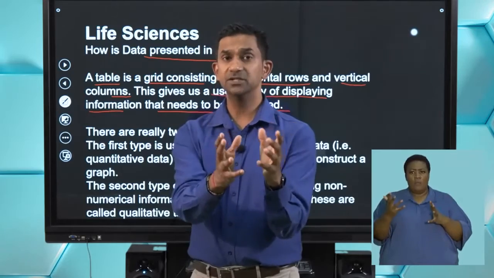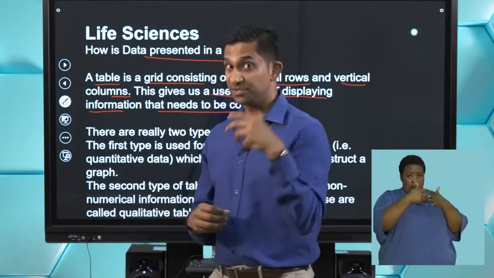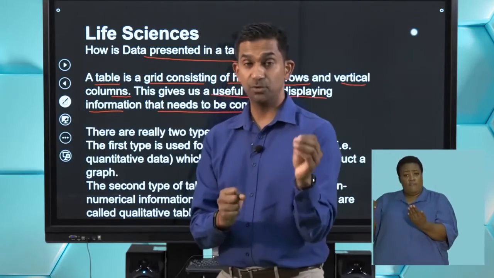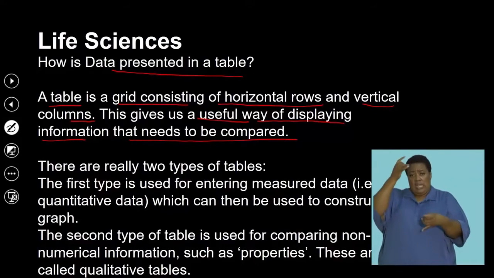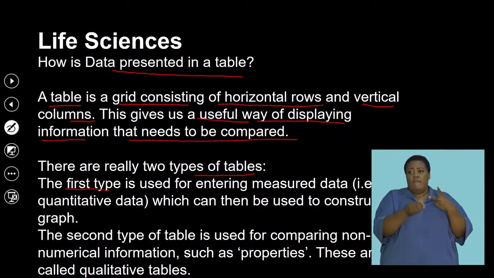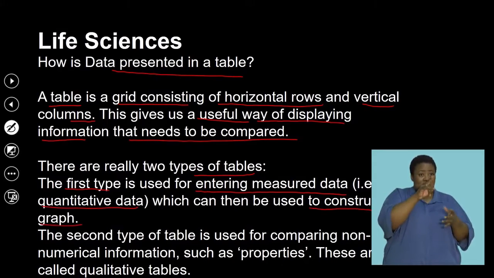And often a table is used to be able to convert that information into a graph. And so presenting information in tables is important in processing that information. So there are really two types of tables. The first type of table is for entering the measured data. We call that quantitative data, which can then be used to construct a graph.